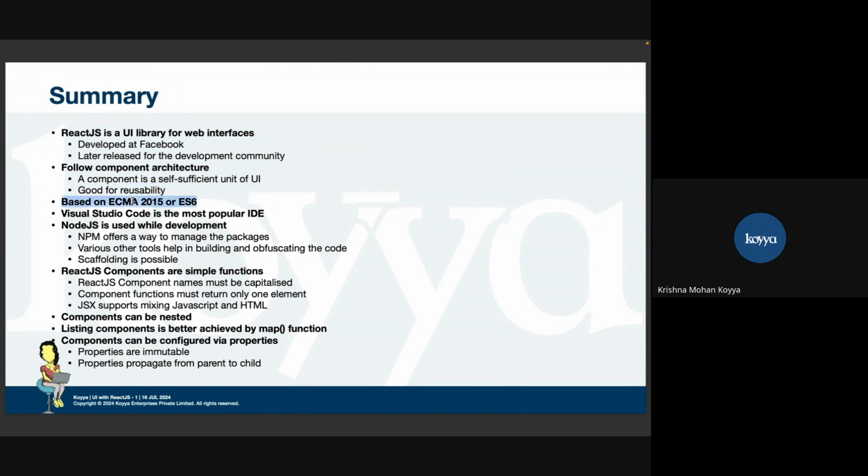It is based on ECMA 2015. You can see that the JavaScript code I'm writing is ECMA 2015 code, ES6 code. Visual Studio Code is the most popular IDE. You have seen that I am using it. Node.js is used while developing. You see that for npm and npx to run, we need to have Node.js. npm offers a way of managing the packages that we have seen, and various other tools for building and obfuscating the code. You can see that, right? Whenever I'm changing the code, immediately I'm seeing the results. That is all because of the Node.js environment. ReactJS components are simple functions. I hope you understand that point.